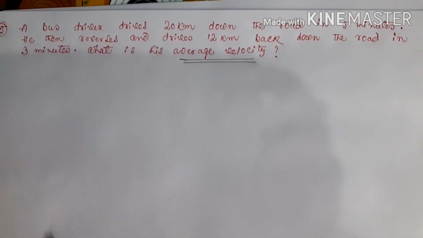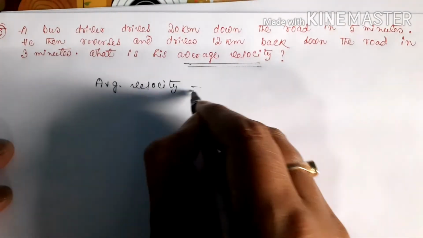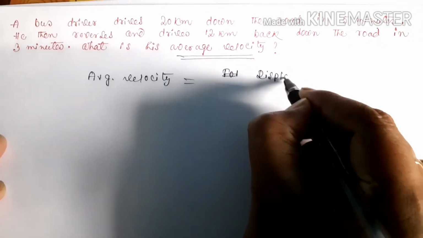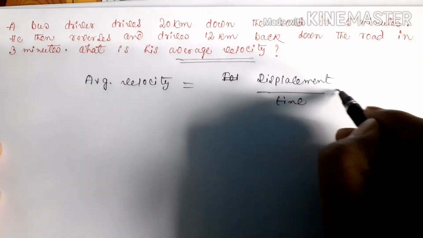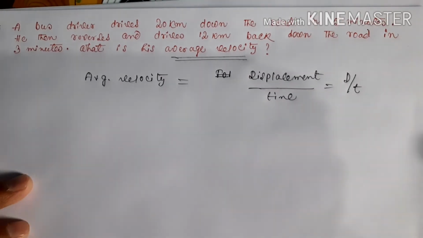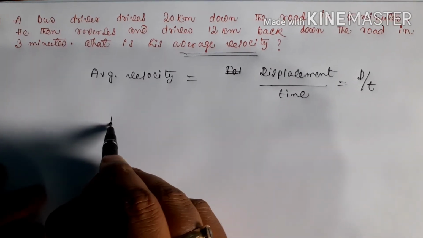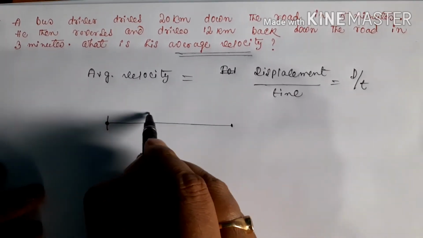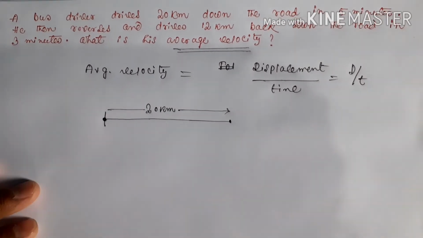While you calculate the average velocity, average velocity of a body means what? That is the total displacement divided by the time. That means capital D divided by small t, or capital T, whatever you write. So displacement, first try to understand. The driver maybe starts from here. He moved 20 kilometers, the bus moved 20 kilometers. So here the 20 kilometers is the distance from the initial position to this point.